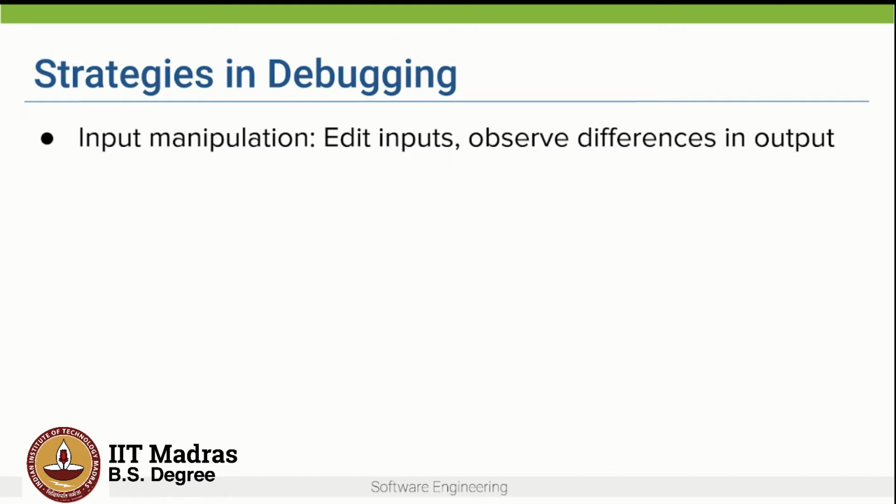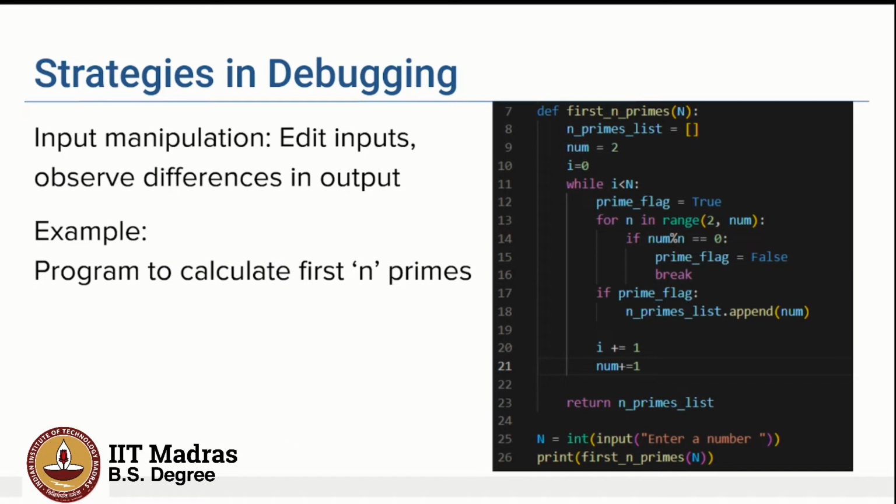So let's take an example. The program on the right is a simple program which calculates the first n primes. So it takes n as an argument and it returns a list of the first n primes. However, there is a logical error in this program. So learners, I want you to go through this program and try to determine what the logical error is. You can pause the video here and think of what the error is before proceeding.